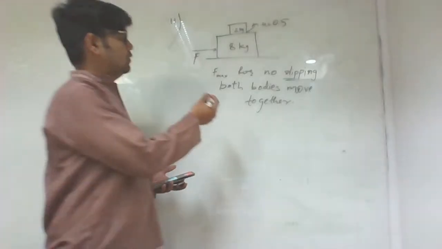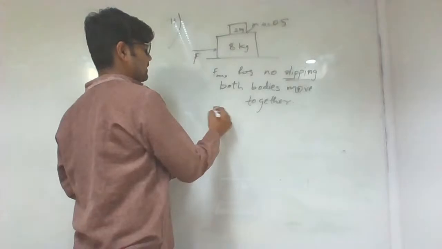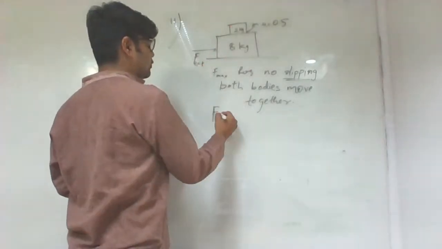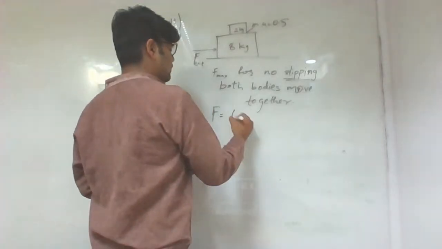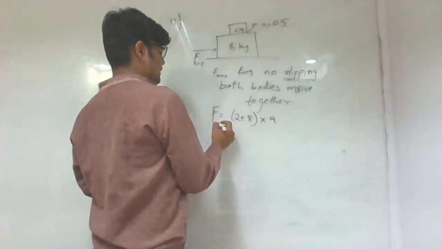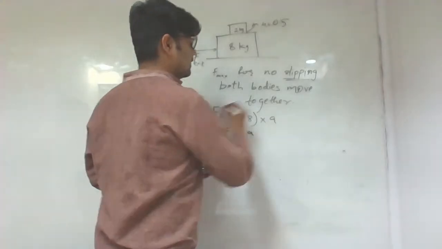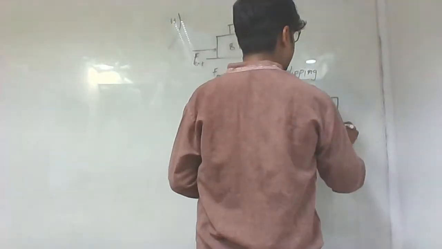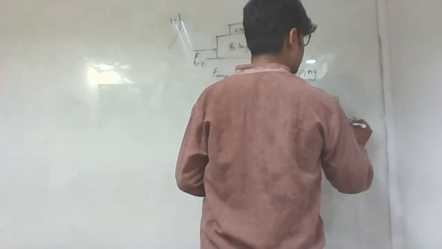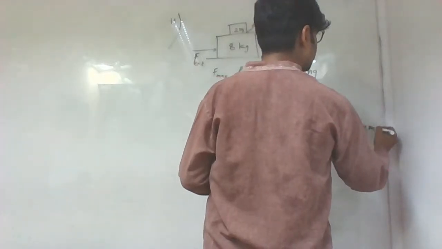To make them move together, there is only one external force, which is the force we are applying. Friction is an internal force between the two. So F is equal to 2 plus 8 into acceleration, so F is equal to 10a. Now drawing the free body diagram of the 2 kg block, the only force here is friction. Friction's maximum value is mu mg.